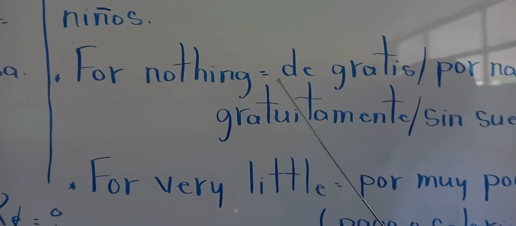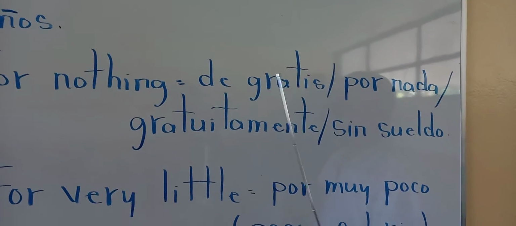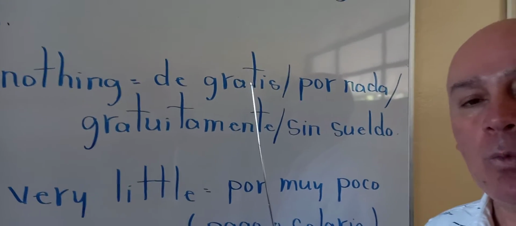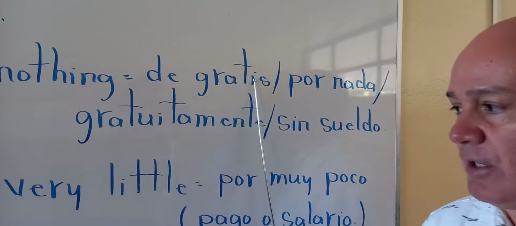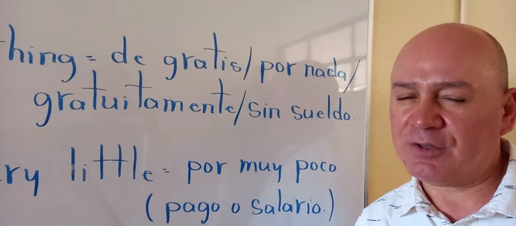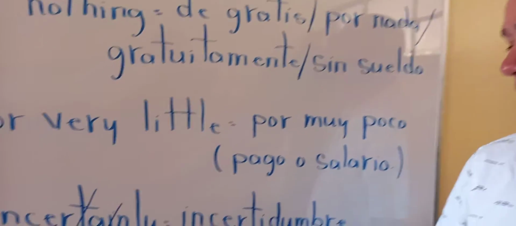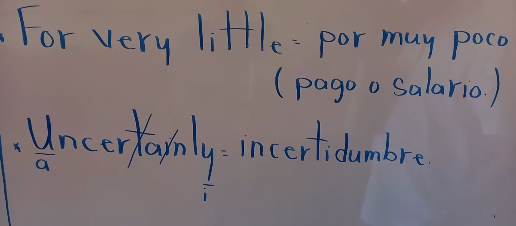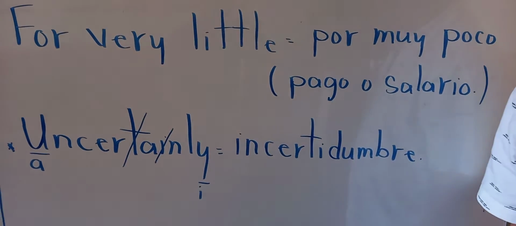For nothing, in this lesson number 20, is referring that you are doing a job without pay, no salary. For very little, just for some salary, not too much. And uncertainly, when you have a lot of doubts.